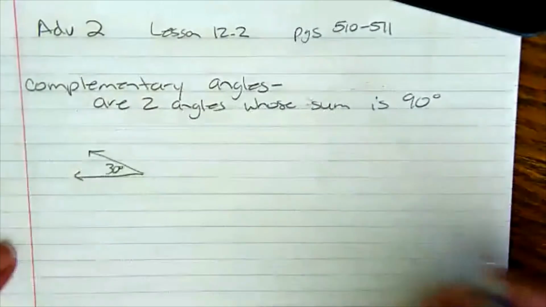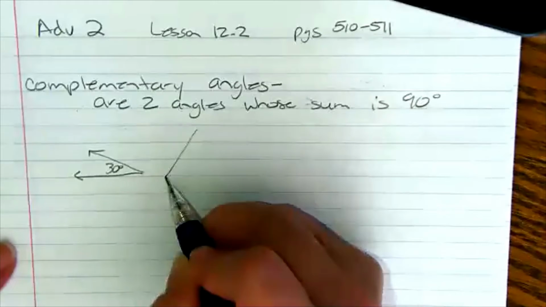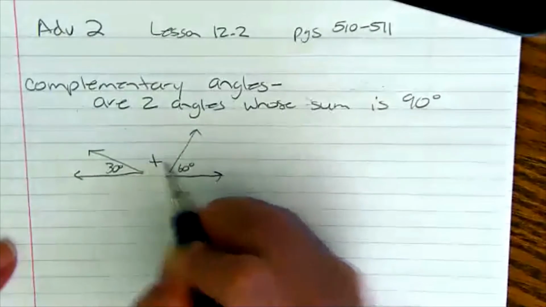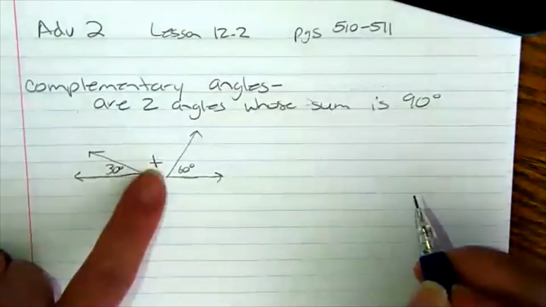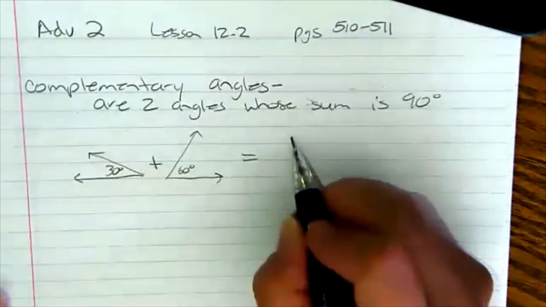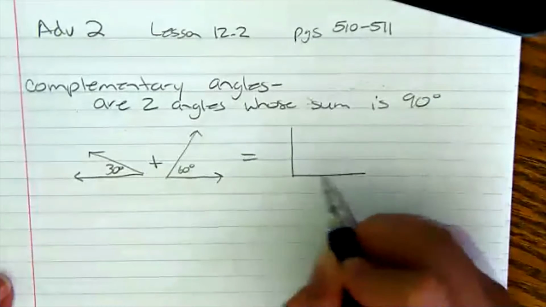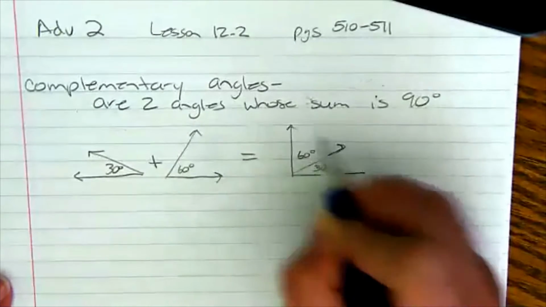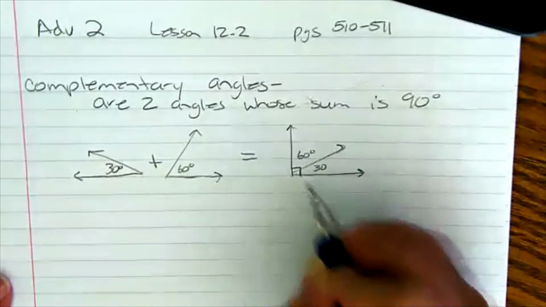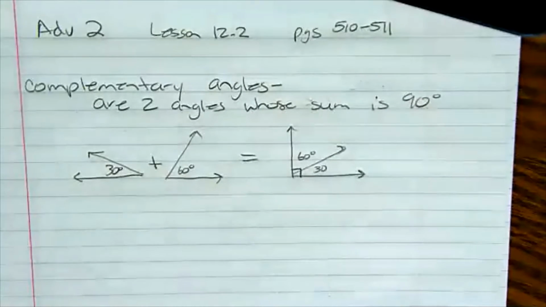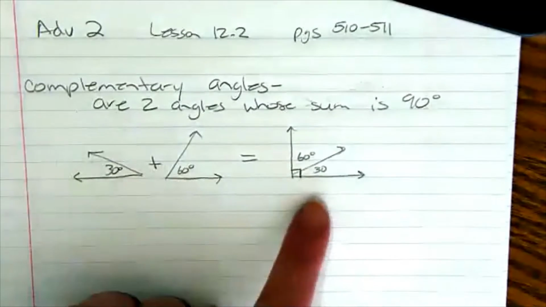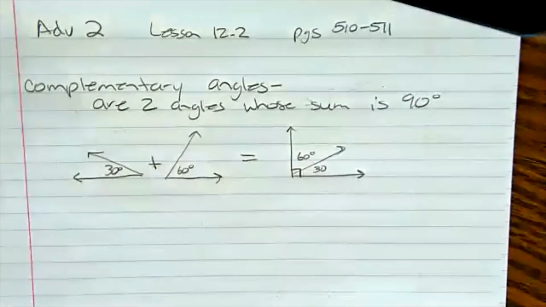So we have a 30-degree angle, and we have a 60-degree angle. So a 30-degree angle plus a 60-degree angle equals a 90-degree angle. So this is what complementary angles are. They're two angles whose sum is 90 degrees.